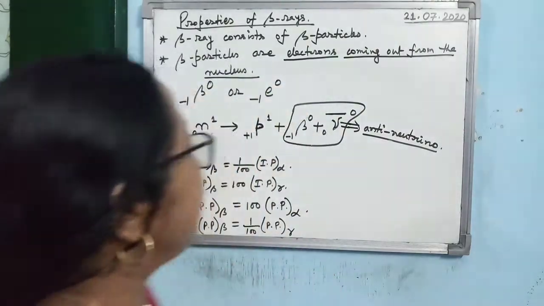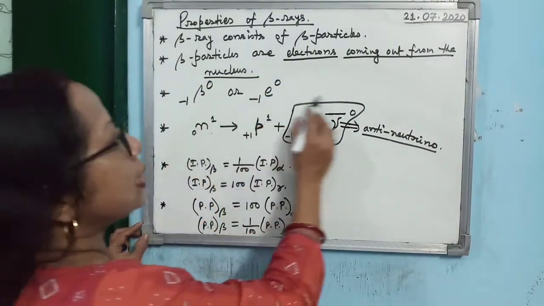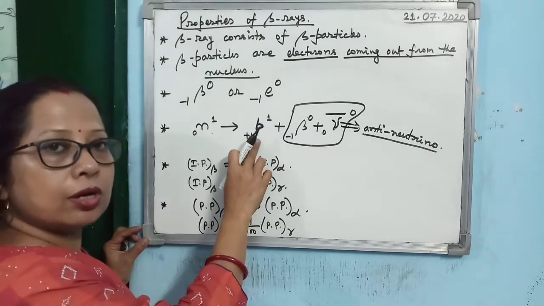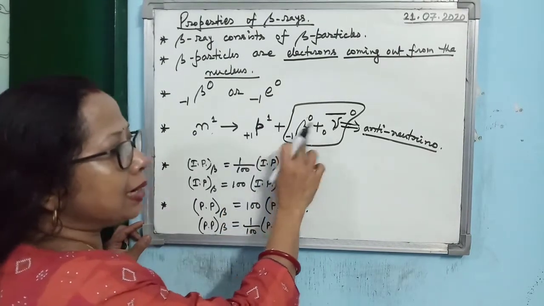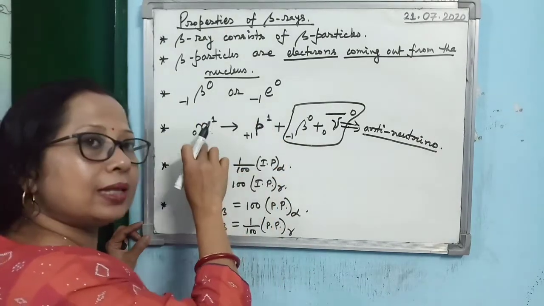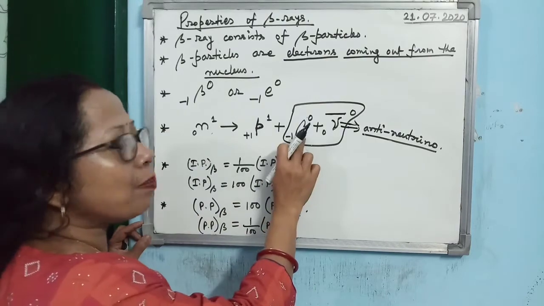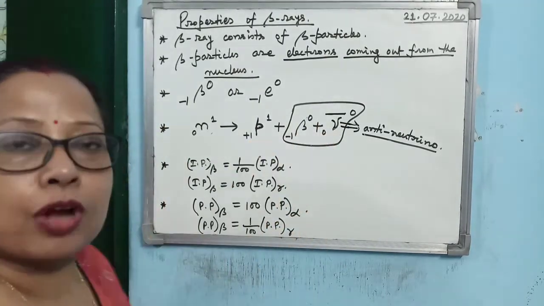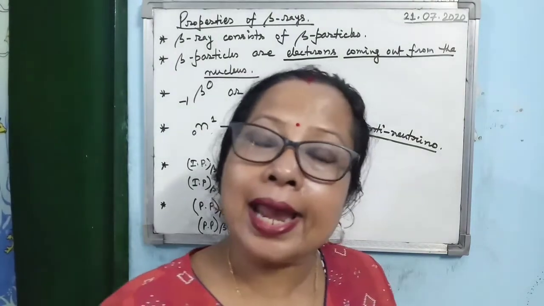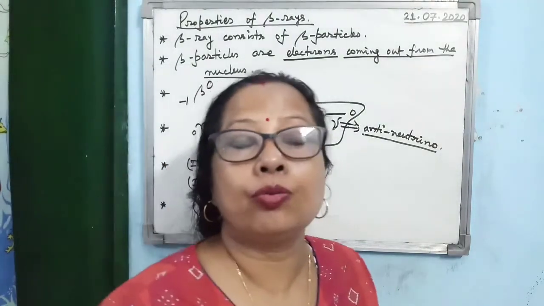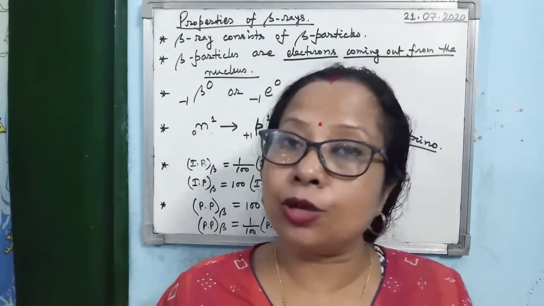Clear? So here you see inside the nucleus this change occurs. One neutron is converted into a proton, and a beta particle and anti-neutrino are produced. Then the proton will stay back within the nucleus, and this beta particle along with anti-neutrino will come out from the nucleus. So this is the origin of the electron within the nucleus. I hope you have understood.